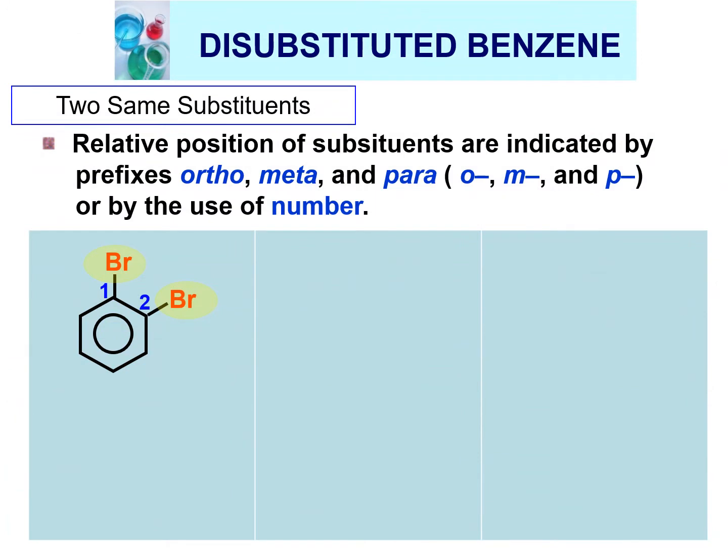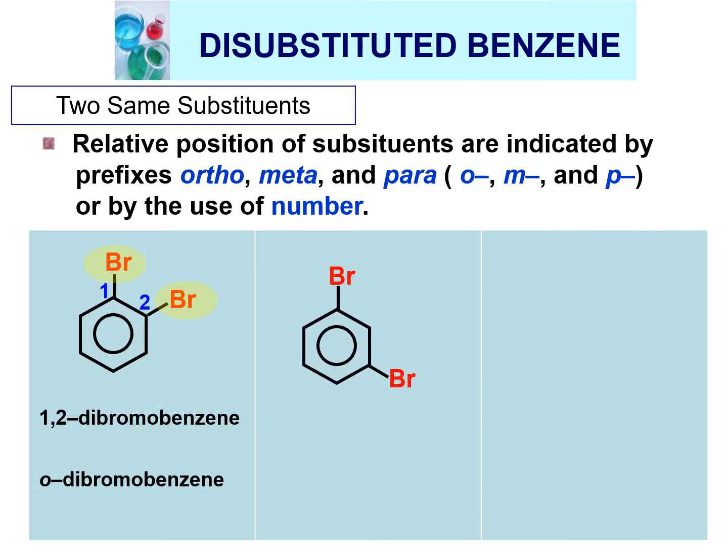For disubstituted benzene, two same substituents, the relative position of substituents is indicated by the prefix ortho, meta, and para, or by the use of numbers. If the position of bromine is at carbon 1 and carbon 2, the name is 1,2-dibromobenzene or ortho-dibromobenzene. Ortho indicates the position of bromine at carbon 1 and 2.